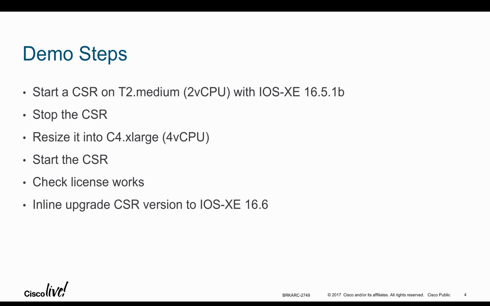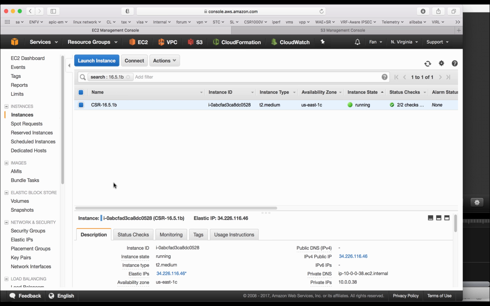In the first part, we'll also check the license part, to see that it doesn't break. In the second part of the demo, I will show you how to do an inline upgrade to our engineering version of 16.6. At the time I'm doing this demo, 16.6 is not published yet. It's going to be published in the next few weeks, but I'm using an engineering special to show this capability. Okay, let's dive into the demo.